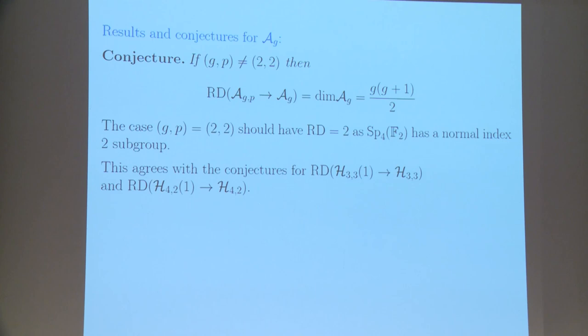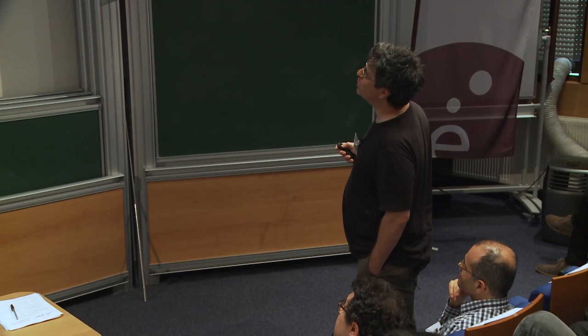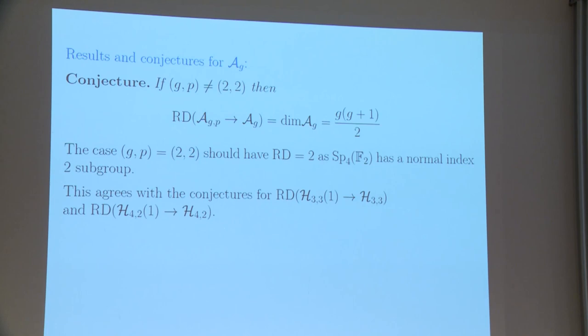SP2 of F2 also has a number of index 2. SP4. SP2. Yeah, I guess, but... But you don't want to explain. SP4 of F2. Let's see, if G is 1, I get 1. So that seems to be correct. Yeah, it can't be any smaller than that.